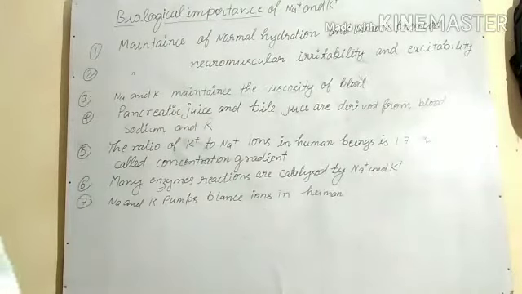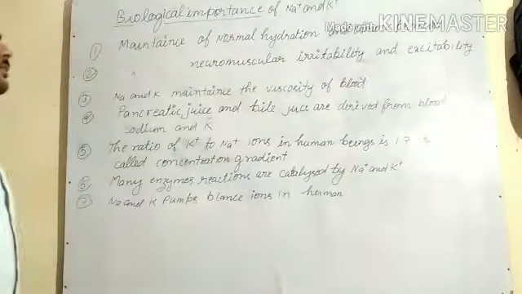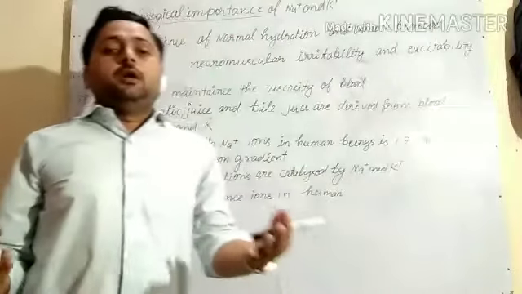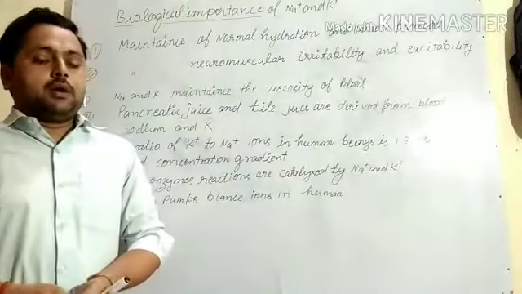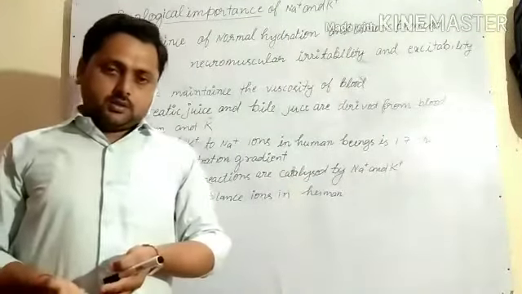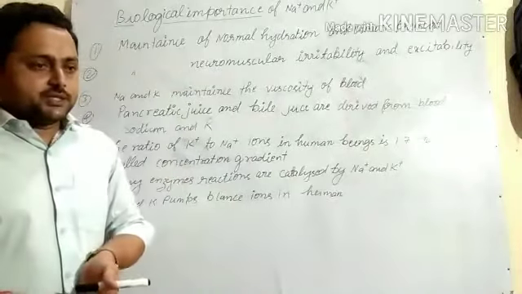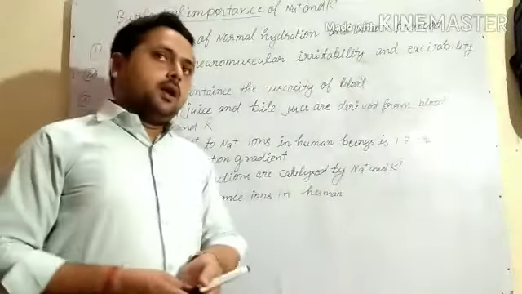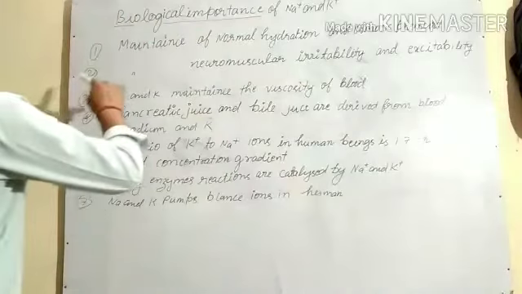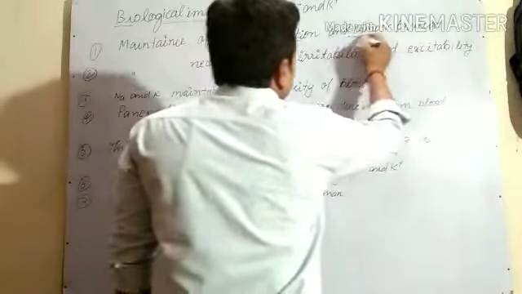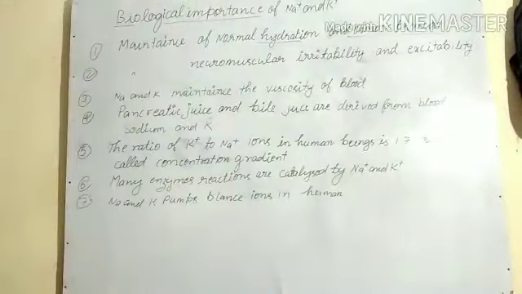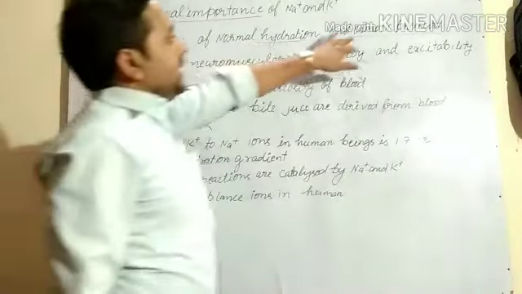Our next topic is biological importance of sodium and potassium ions. Means, what is the role of these two ions in our body system? So let us discuss what is the importance. First one is maintenance of normal hydration and osmotic pressure. Sodium and potassium ions help to maintain normal hydration and osmotic pressure.